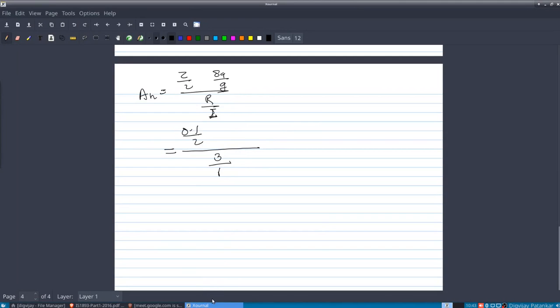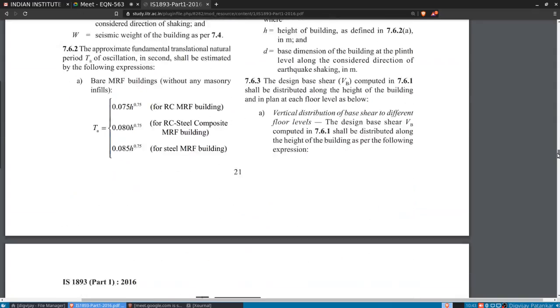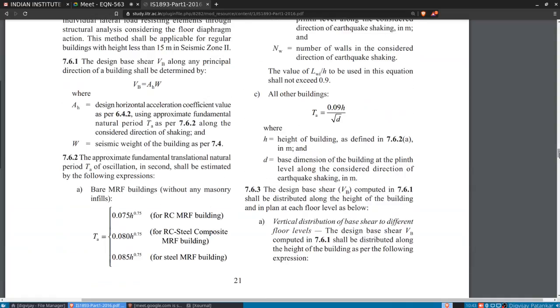And SA by G. Now how to calculate SA by G? SA by G depends upon the time period, correct. So how to find out time period? Here. I tell you that it is a moment resistant frame with masonry infill walls. So tell me which expression will you use? A, B or C?